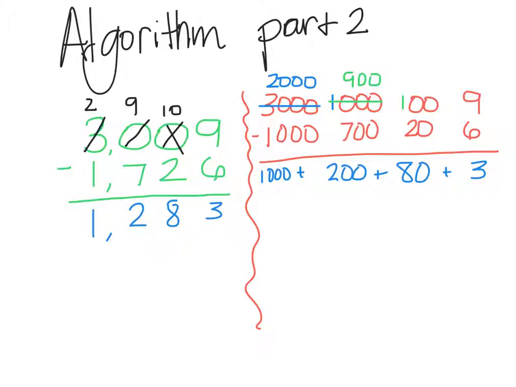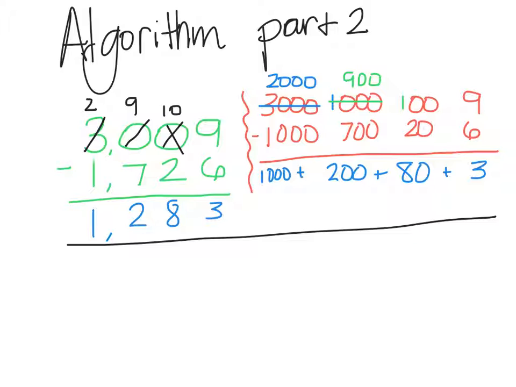However, let's do some double checking of that, just to make sure, because that's a lot of borrowing and having to take numbers from other places. Let's double check our work. So to double check a subtraction problem, you just add. You add your 1,283 to your 1,726, and you should get 3,009.